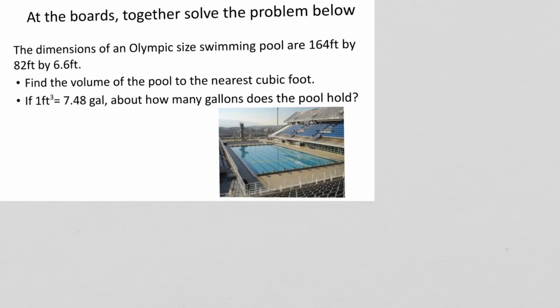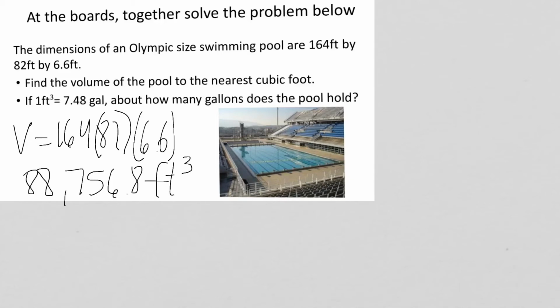All right, for this next example, we have the dimensions of an Olympic-sized swimming pool, 164 feet by 82 feet by 6.6 feet. We want to find the volume to the nearest cubic foot. So I'm going to be multiplying 164 times 82 times 6.6 to be 88,756.8 cubic feet.